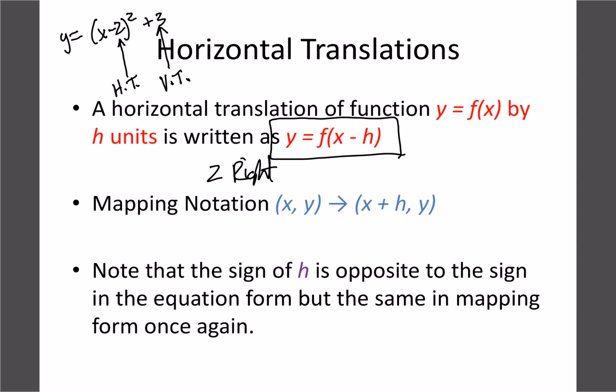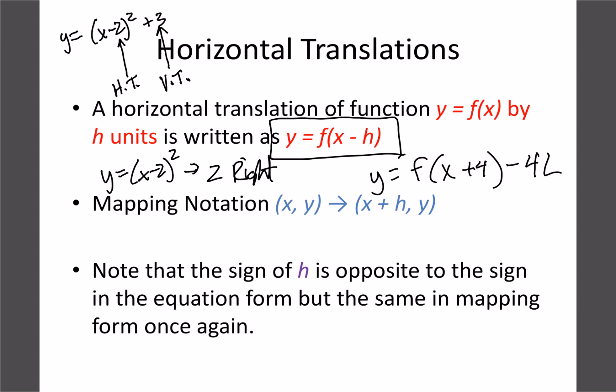So our equation, let's put the equation back in. If we had something like y equals (x minus 2) squared, that minus 2 would mean 2 right. If we had something like f of (x plus 4), now the plus 4 would indicate 4 left. So you just got to remember with horizontal to do the opposite sign.